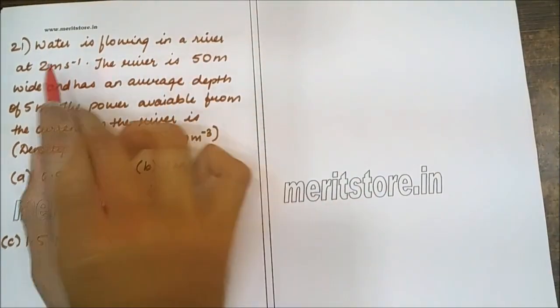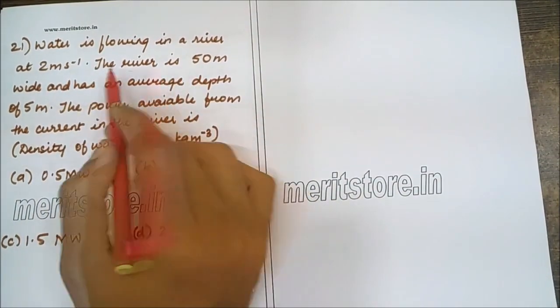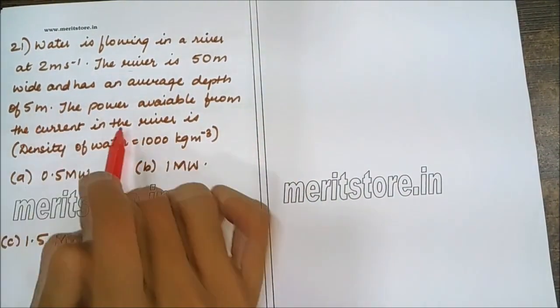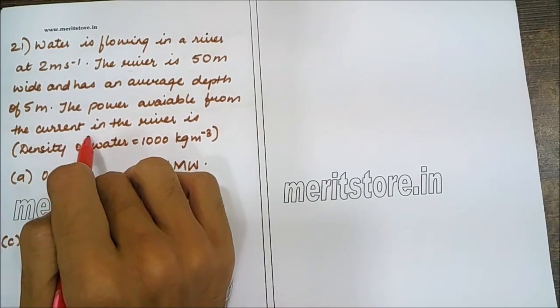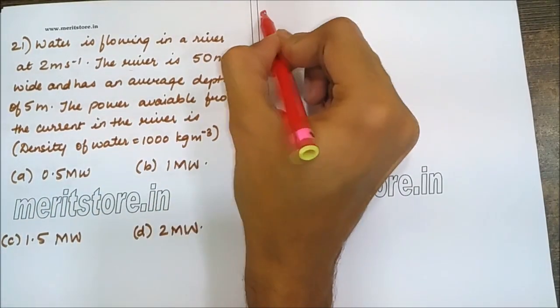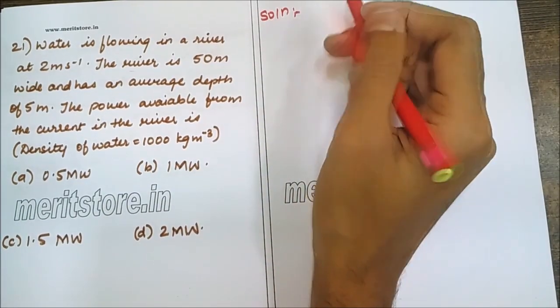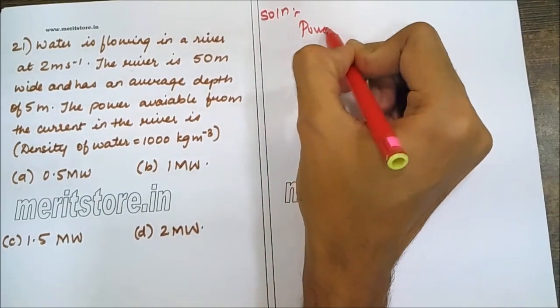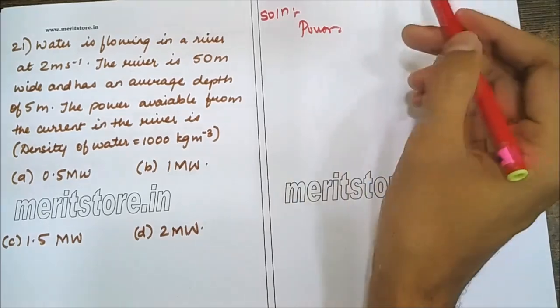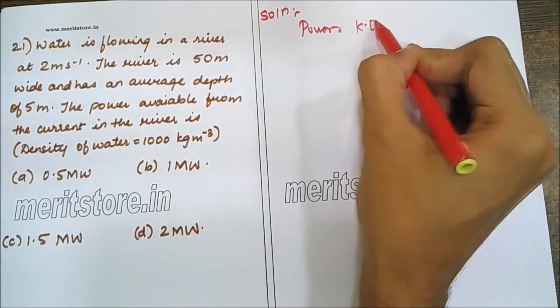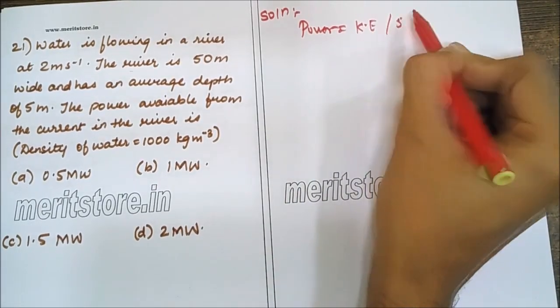Water is flowing in a river at 2 meters per second. The river is 50 meters wide and has an average depth of 5 meters. The power available from the current in the river is, they have given the density of the water as 10 to the power 3 kilogram per meter cube. So we have the power, which is equal to the kinetic energy of the water flowing per second.